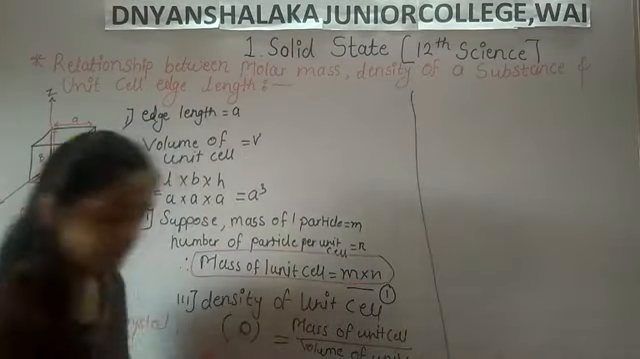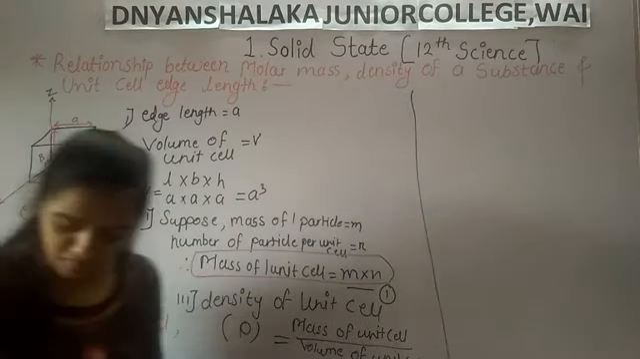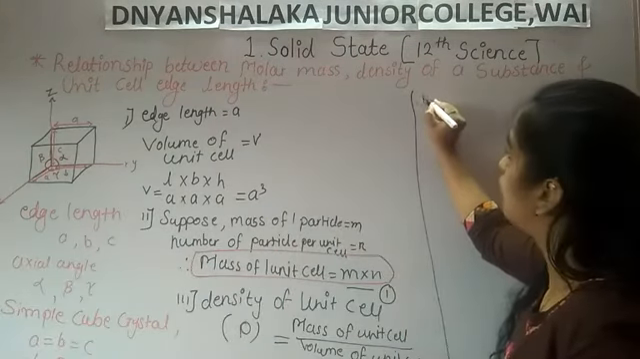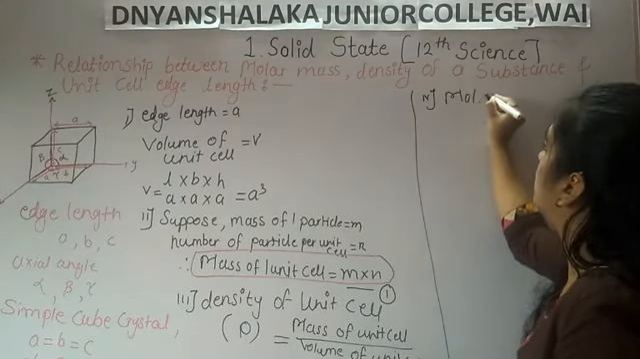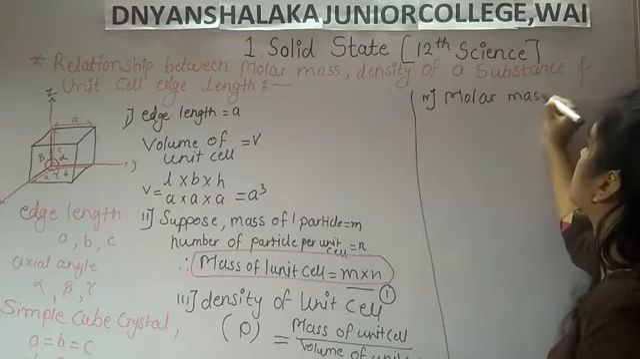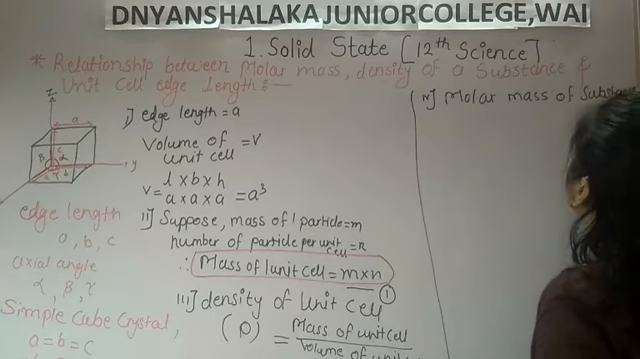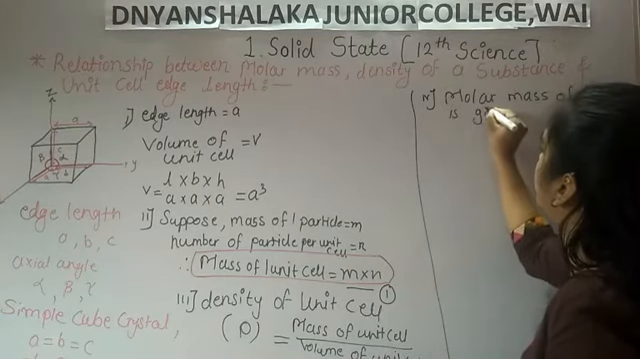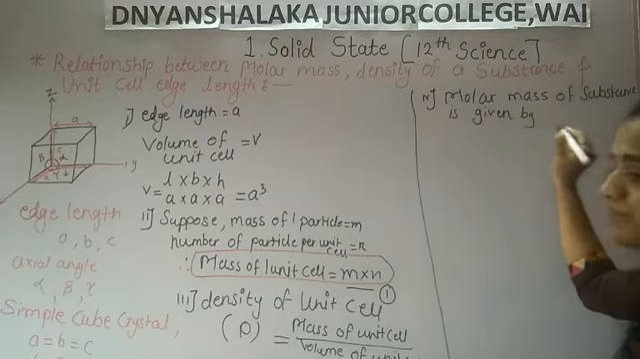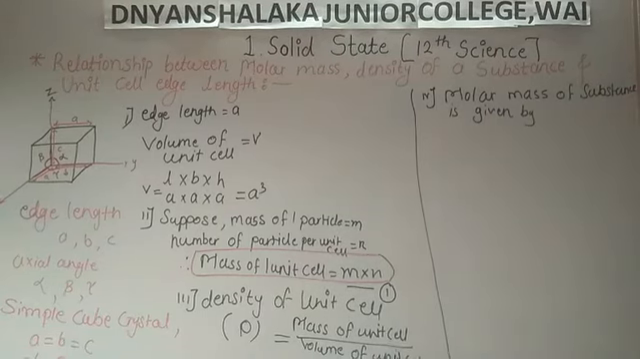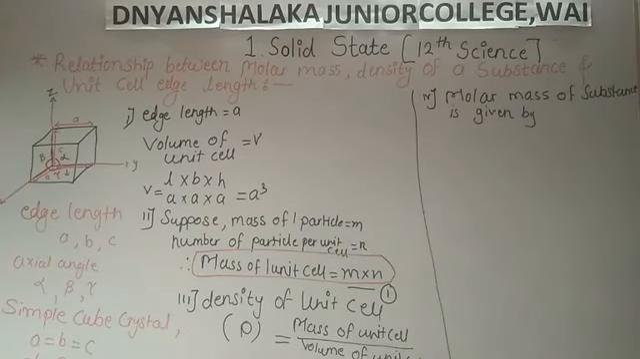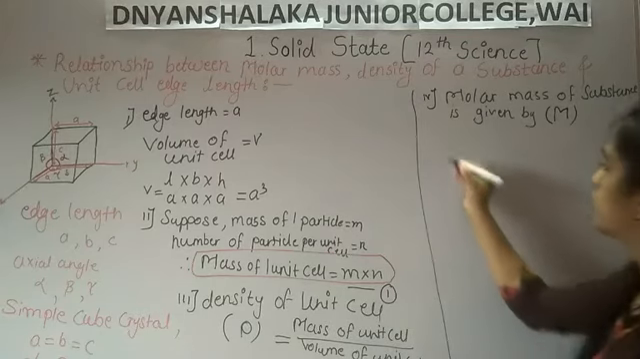Next, we calculate the molar mass of the substance, the fourth point. The symbol of molar mass is capital M. So how do we find the molar mass? Molar mass means M.